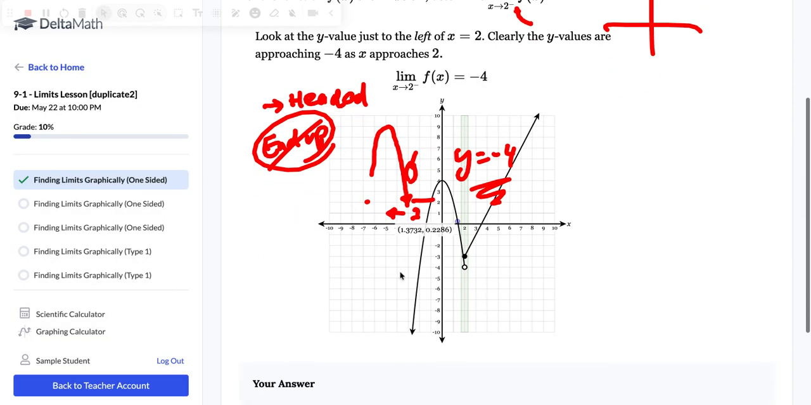Watch this little animation. You can see we're tracing the function as x approaches 2. It never gets there. In this animation, it stops at 1.99999. The nines go on forever, but that is the value you're approaching. The function is approaching -4. You see that visually.